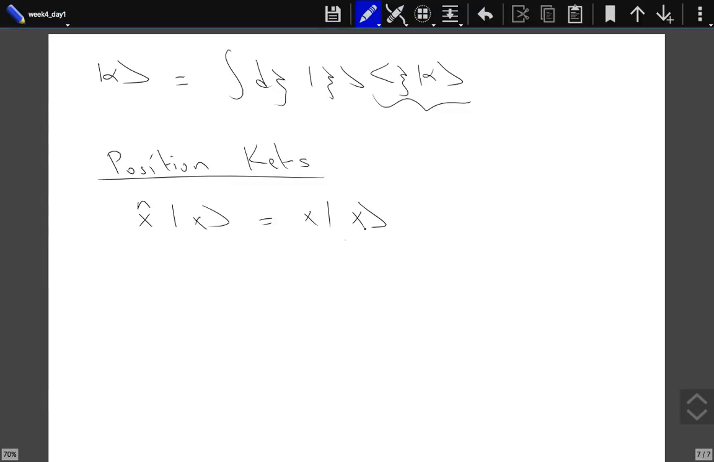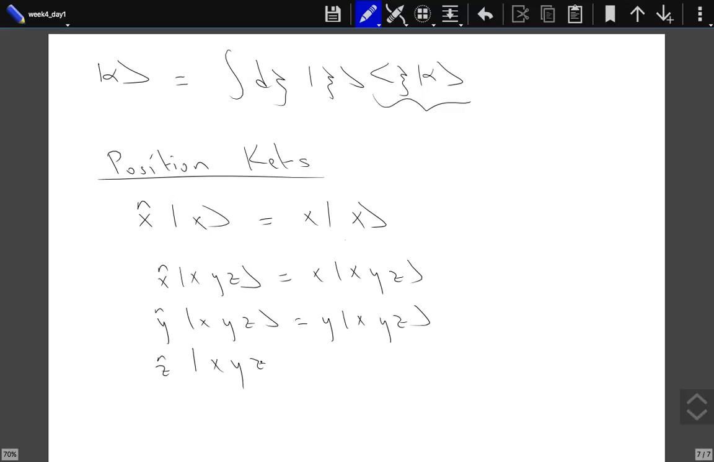Well, I can do the same thing for the y and the z coordinates also. And of course, when we are measuring the positions of particles, as far as the experiment tells us, we seem to be able to measure all of them as precisely as we want. So we basically talk about x, y, z kets. So when I act on this ket with the x operator, I get x, x, y, z. When I act on it with the y operator, I get y, x, y, z. When I act on it with the z operator, it will be z, x, y, z. They are complete.